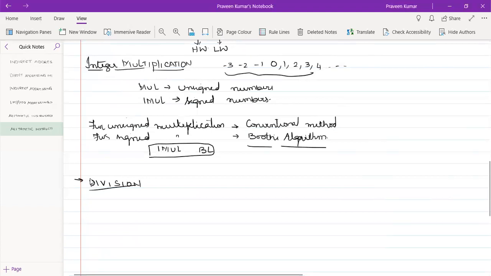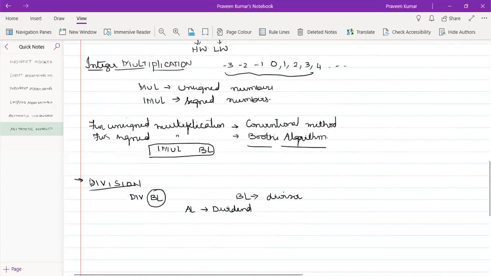The instruction looks like this: div BL. So here BL contains the divisor. Until now we have not specified this, whether in the multiplication part or the addition part. But in div BL, the BL part contains the divisor. So where is the dividend stored? AL contains the dividend, because it is an 8-bit register.